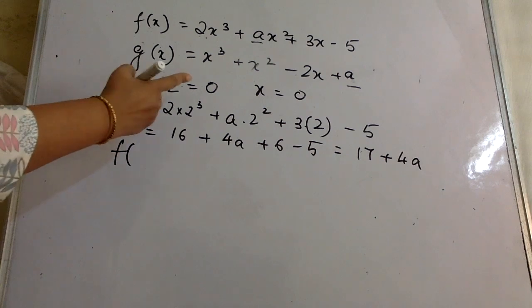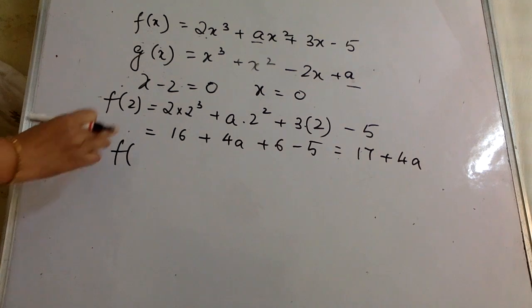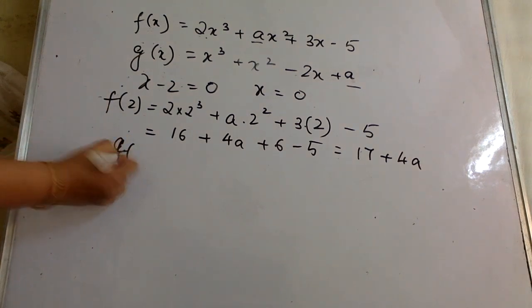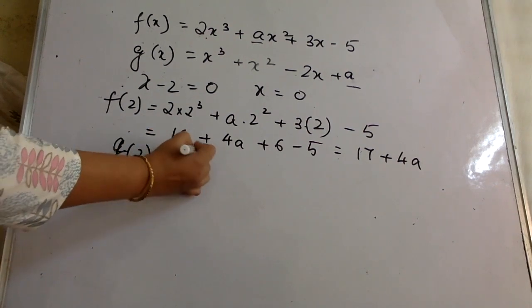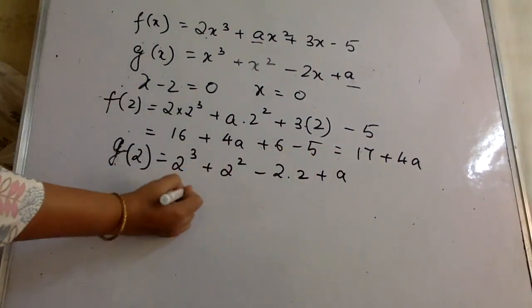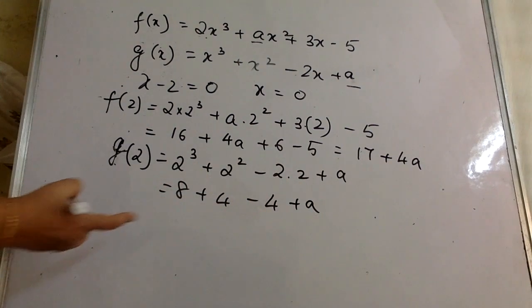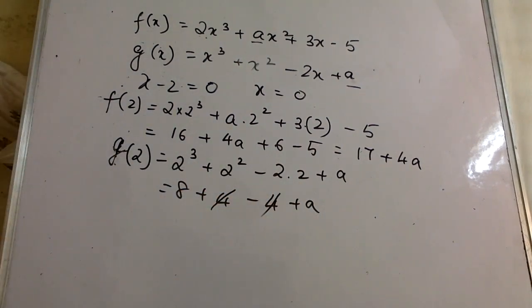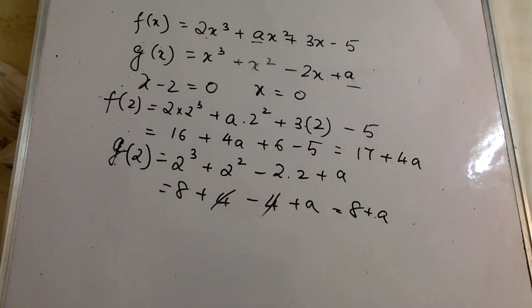This is 2 and then you have, sorry, you'll have g. This time it's a g, not an f anymore. We are finding this g2. That is 2 cube plus 2 square minus 2 into 2 plus a. That is 8 plus 4 minus 4 plus a. Cut this out, it cancels out and your remainder in this case is 8 plus a. Again, this has also come in terms of a. It will come because a is the constant.